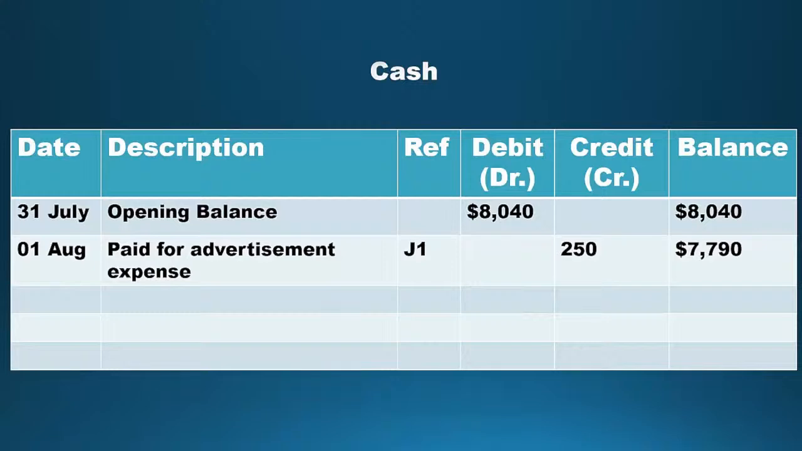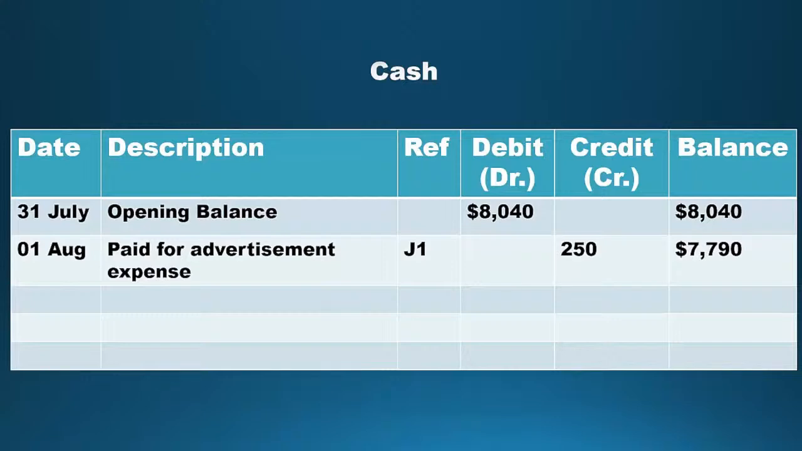Posting to the cash ledger. 1. Date. Write the date of the transaction, August 1. 2. Narrative. Add the narrative. Paid for advertisement expense. This explains what happened from the perspective of the cash account. 3. Reference. Include the journal reference, J1. 4. Amount. Enter the amount $250 in the credit column because cash is decreasing and decreases in assets are recorded as credits.